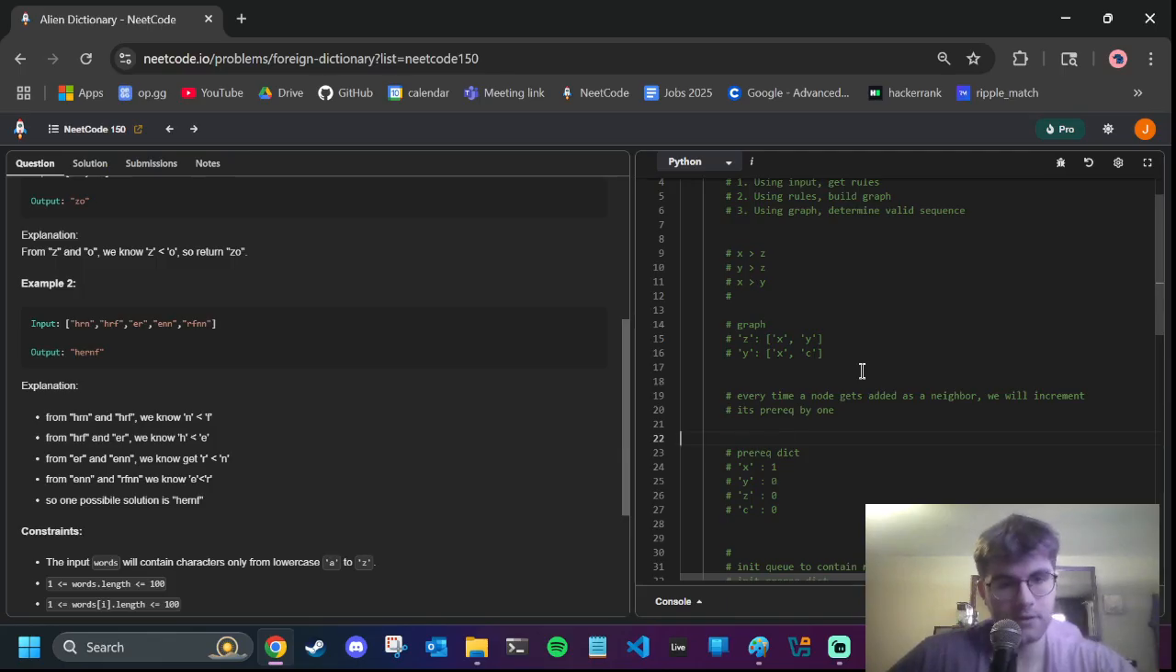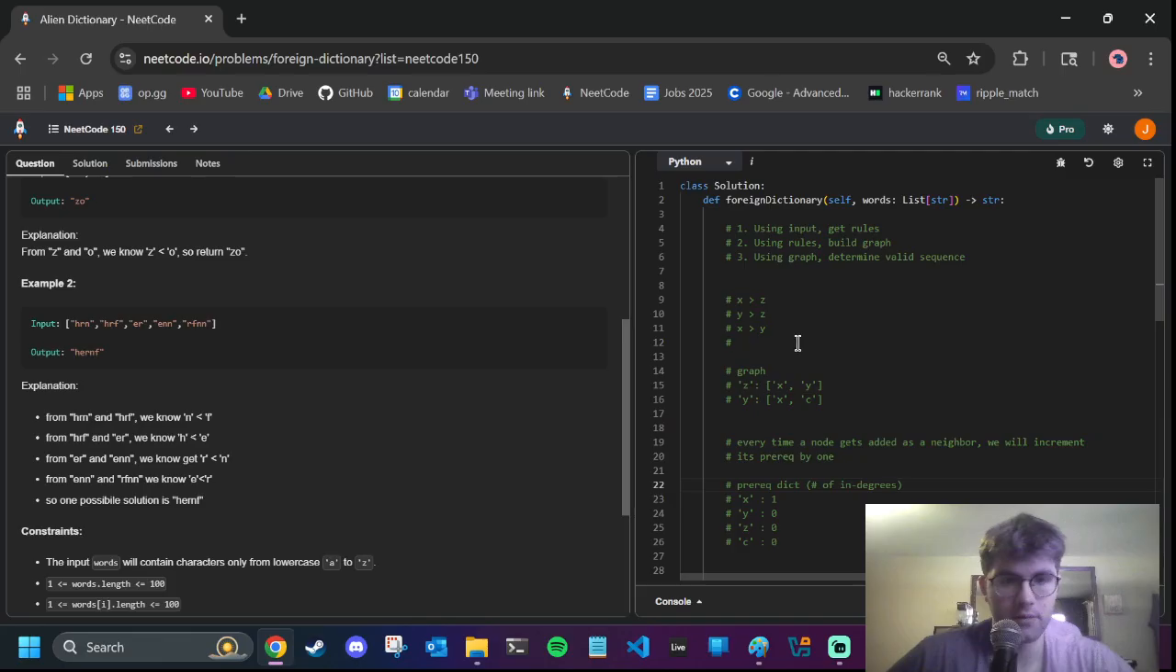Roots will be easy to find. So this is kind of like the number of in-degrees: how many things point to me? Then we'd see Y is greater than Z, so we'd put Y right here, and then we'd increment Y by 1.